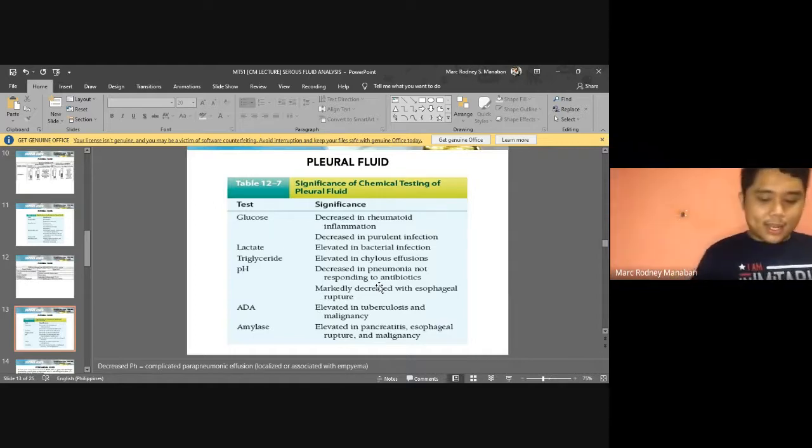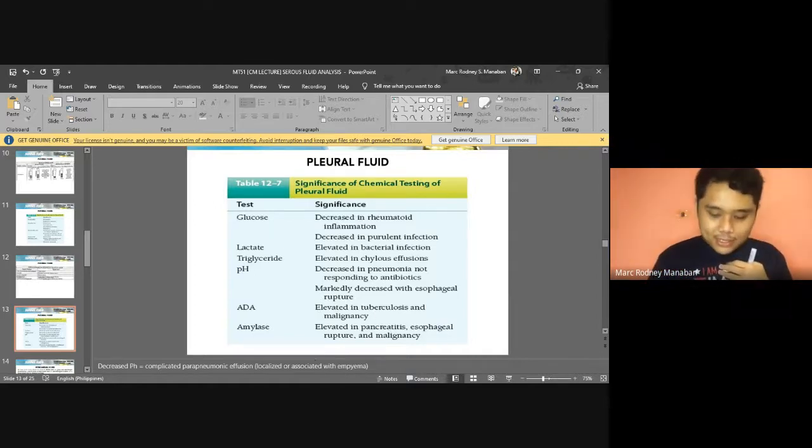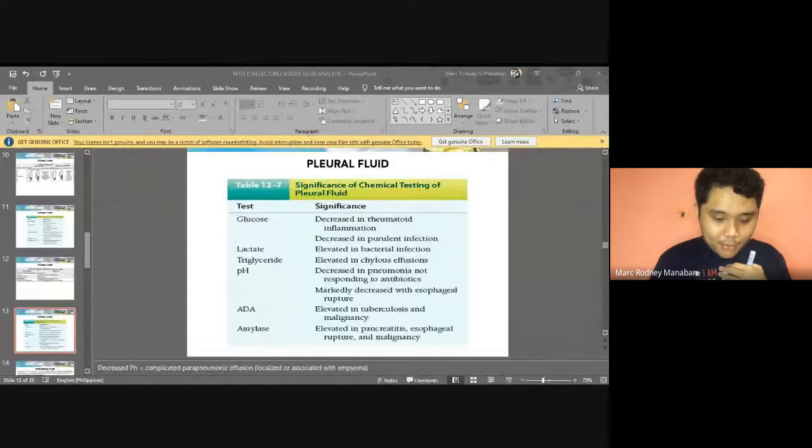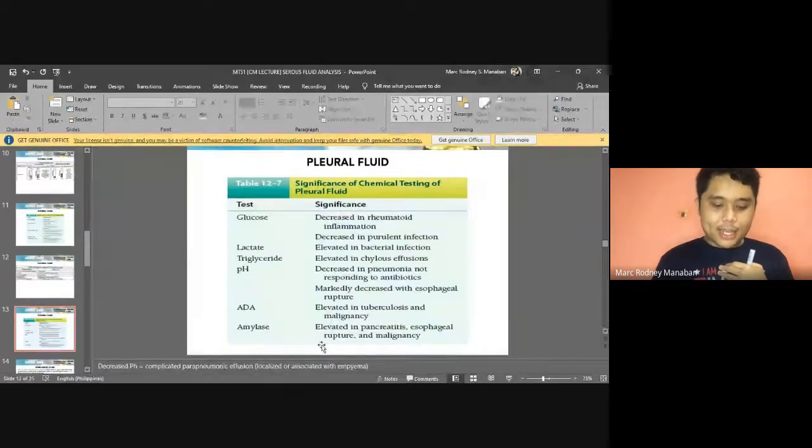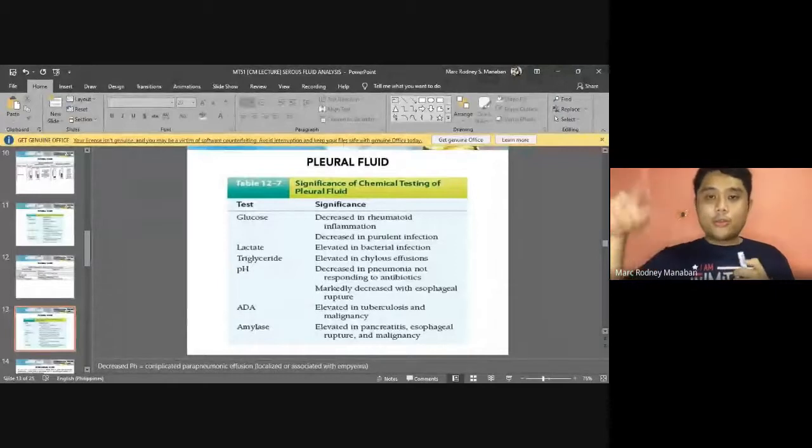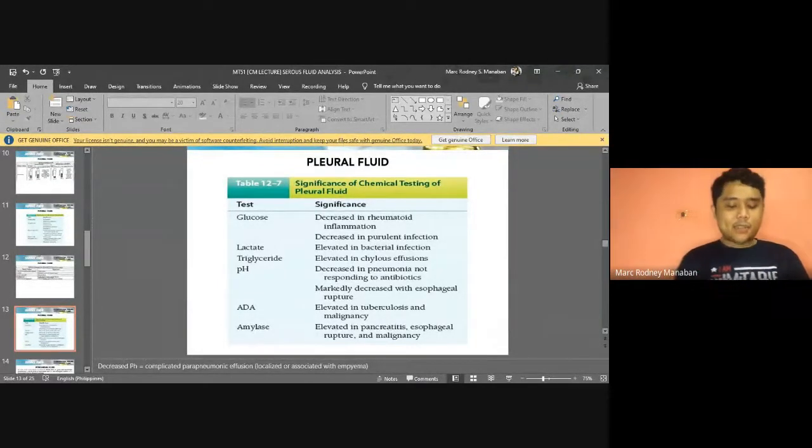Okay, all right. That's for the different chemical tests for your pleural fluid. Take note, ADA greater than 40 U/L is indicative of tuberculosis and also malignancy, all right? Amylase, elevated in pancreatitis, of course, and esophageal rupture, because of the salivary gland amylase that gets into the esophagus with food, all right?